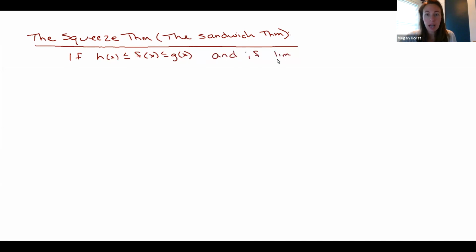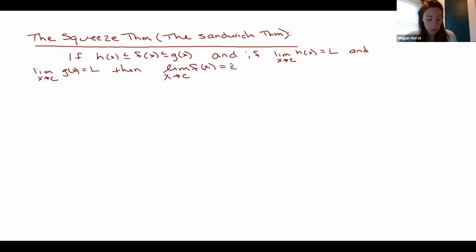So if we have this situation, and if the limit as x approaches c of h of x equals L, and the limit as x approaches c of g of x equals L. Notice at some c value, these two limits converge to be the exact same value, and they may head off in different ways otherwise. But if at a c value they're the exact same value, and f of x is continually sandwiched in between them, then it implies that the limit as x approaches that c value of f of x will also equal L.